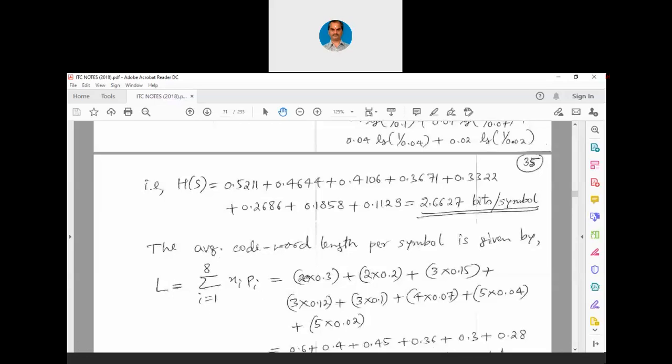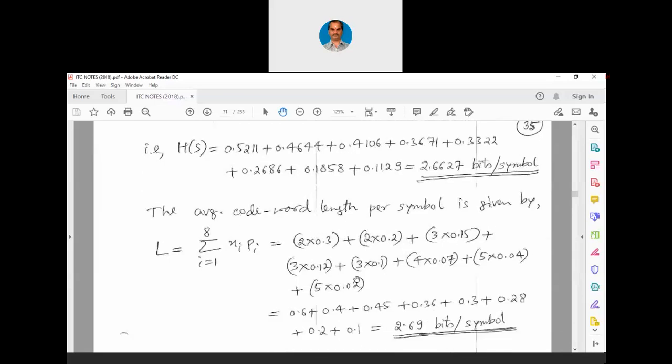Now we know that A is 2 bits and B is 2 bits, then C is 3 bits, and that way it goes on. And we know the probability of each symbol there. When we find out, ultimately it is 2.69 bits per symbol. Now you can see source entropy is 2.6627 bits per symbol, whereas the average code word length per symbol is given by 2.69 bits per symbol.